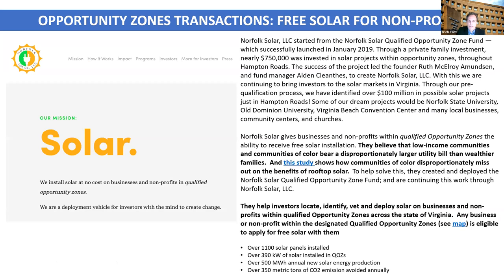In addition, there's a fund called Solar in Norfolk that is focused on their belief that low-income communities and communities of color bear a disproportionate share of utility bills compared to wealthier families. Through their studies and efforts, they're helping investors, through qualified opportunity funds, identify and deploy solar on businesses and nonprofits within opportunity zones across the state of Virginia. And they can apply for free solar with this organization.